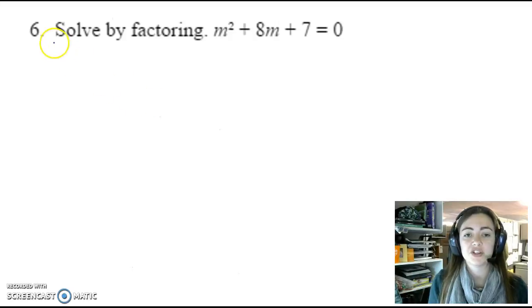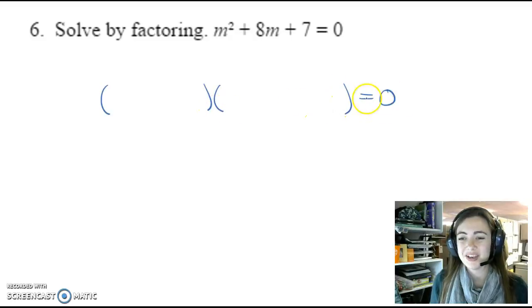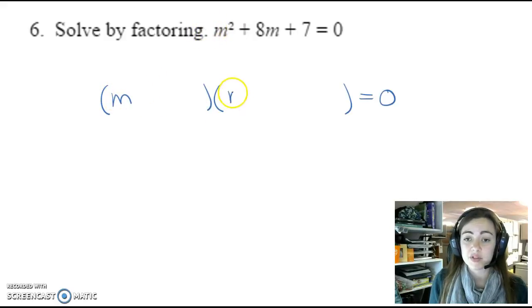All right, the next question does tell us to solve by factoring, so we know we have to factor. A lot of times I start with those, and in this case the a term is 1, so I know that the only way to get to m squared is m times m. Now I have to think of factors of 7 that add to 8. So 7 and 1.